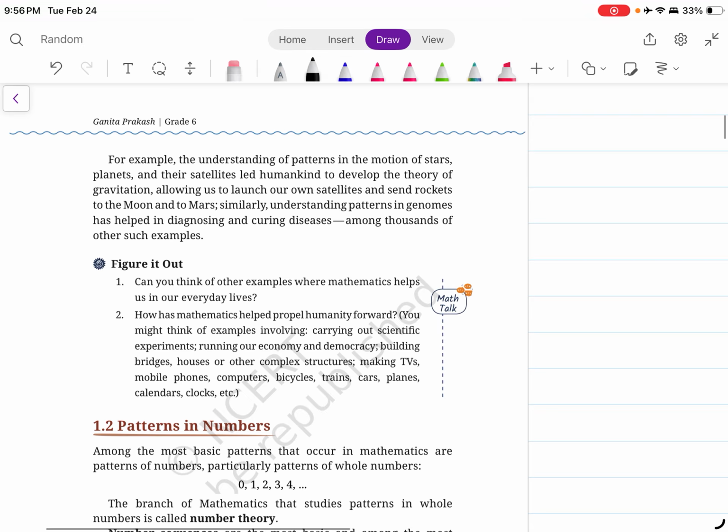For example, understanding of patterns in the motion of stars, how stars move, what motions planets and satellites show, led humankind to develop the theory of gravity. ठीक है, जब ये पैटर्न को रिकॉग्नाइज किया गया तो उसकी वजह से ह्यूमन काइंड जो इंसान है उन्होंने ग्रेविटी के बारे में पता किया, allowing us to launch our own satellites.